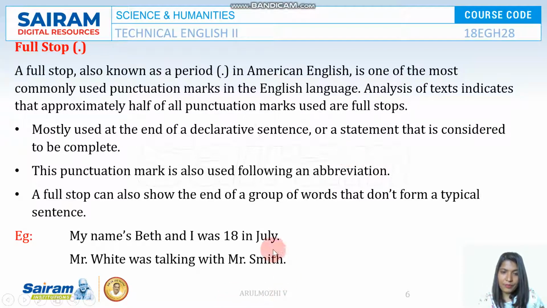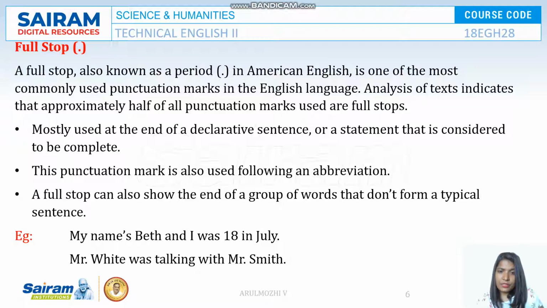Next, this is used in abbreviations. Take for example, Mr. Smith. Okay, Mr., M R, abbreviation. Okay, and then M.L.A., M dot L dot A, and then dot coms. Before all abbreviations we use full stop.